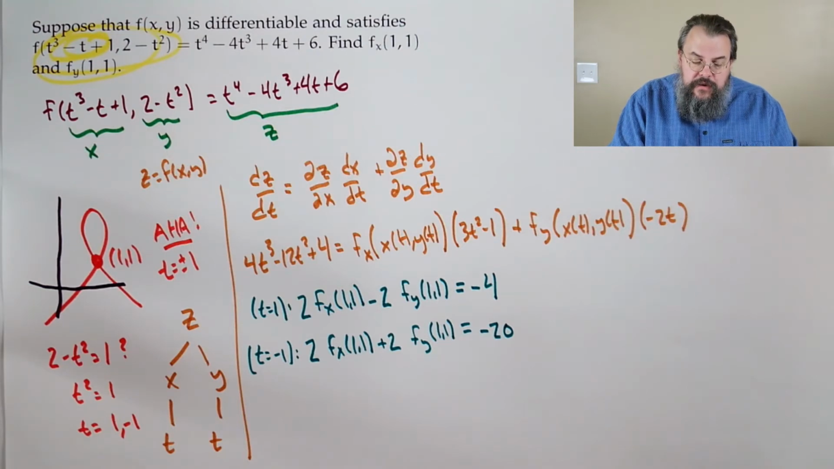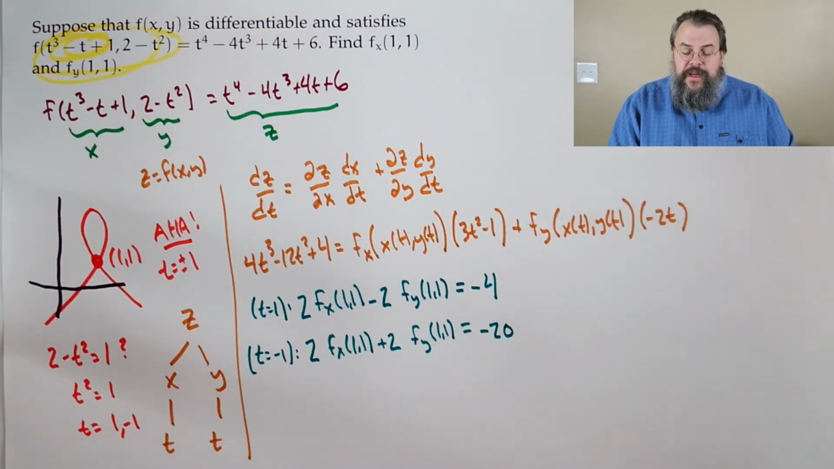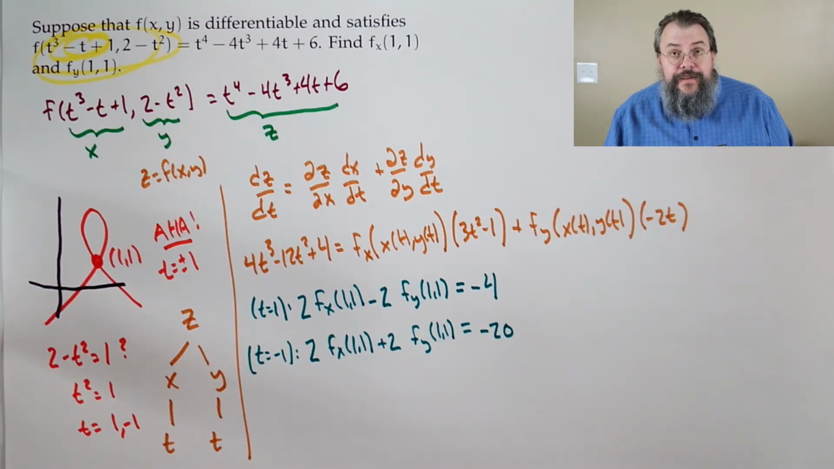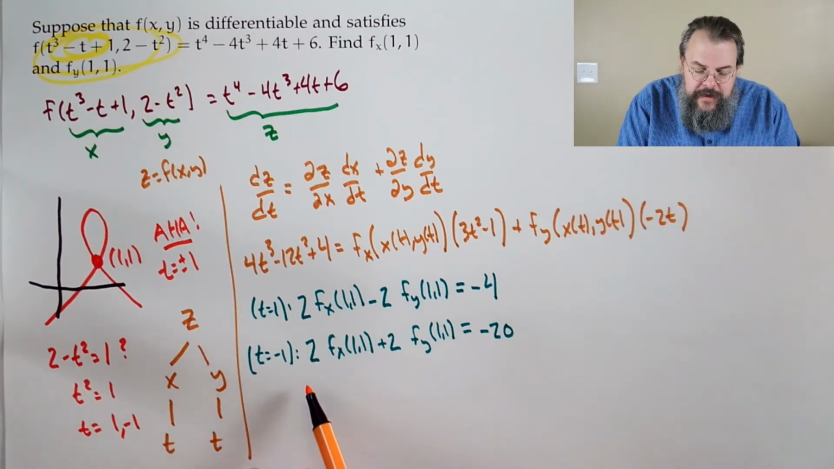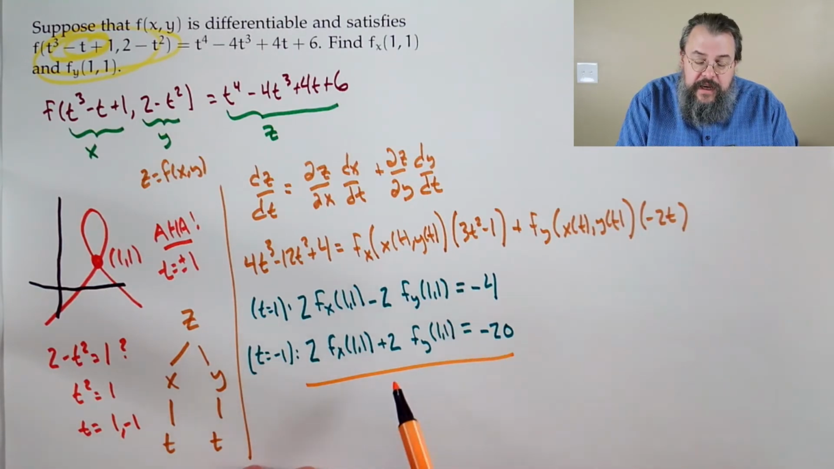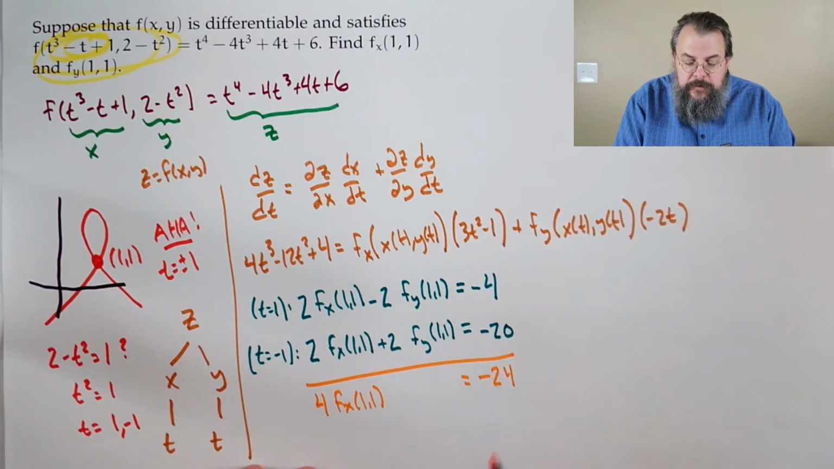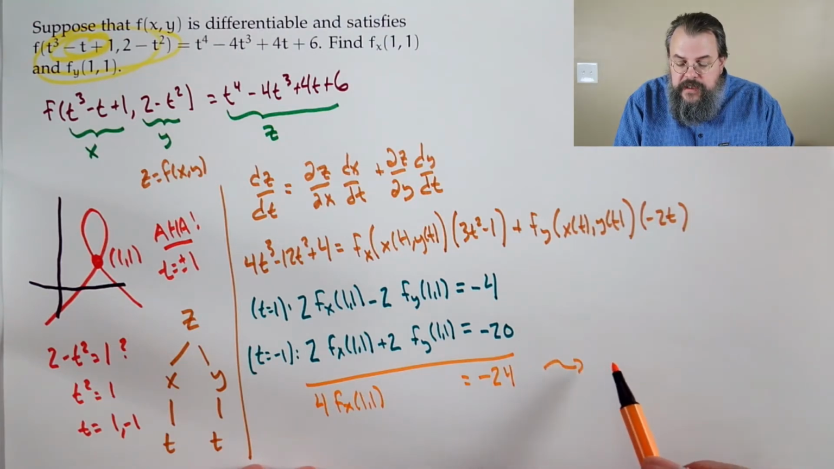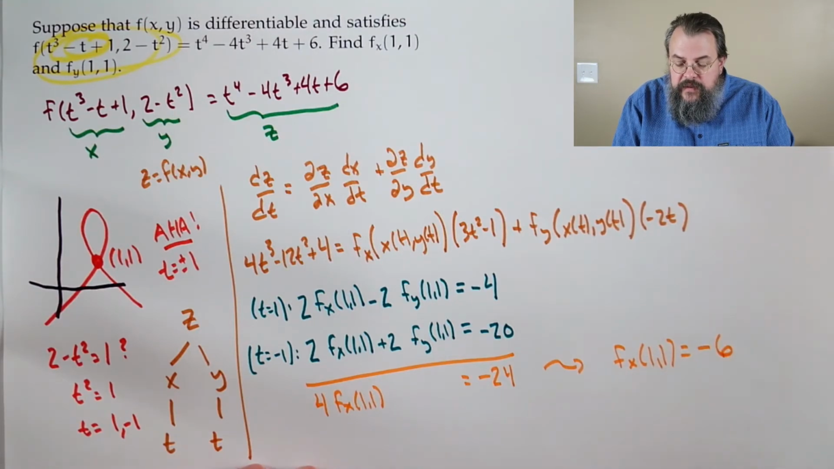Okay. So, what do you have? Our bread and butter. 2 equations, 2 unknowns, and now we just put them together and solve. In fact, they were very nice to us, almost like they wanted us to succeed. Because what can we do? Well, we can add. If we add these together, the f sub y's will cancel, and we'll get 4 fx at 1, 1 is equal to -24. Which tells us f sub x at 1, 1 is equal to -6.